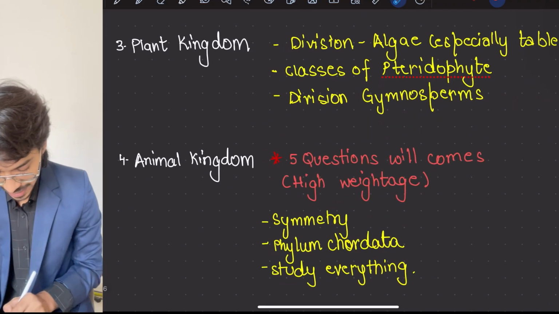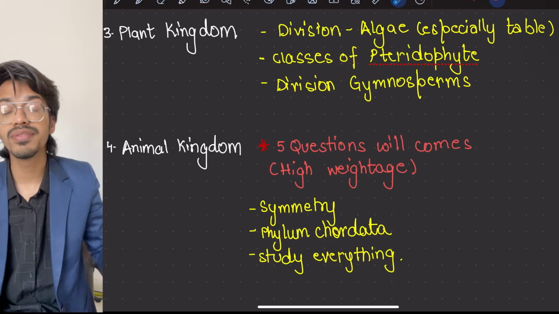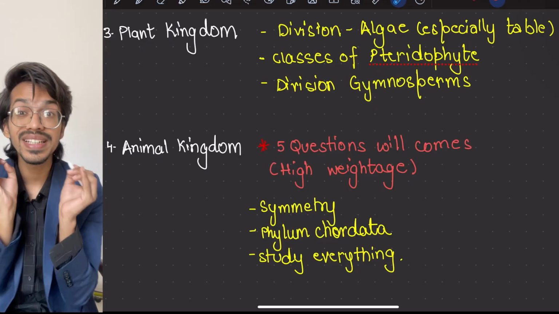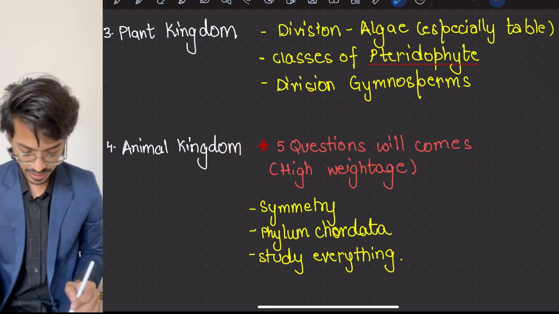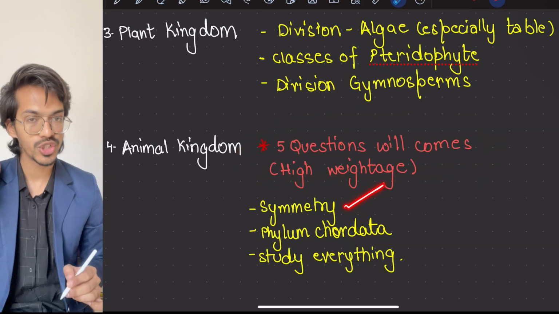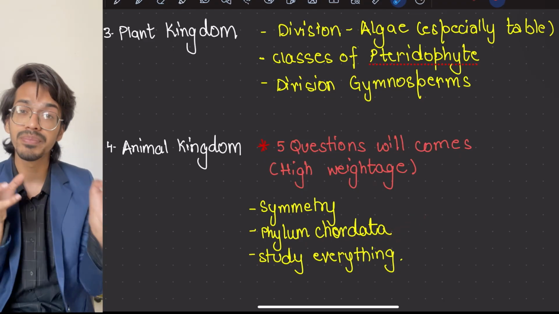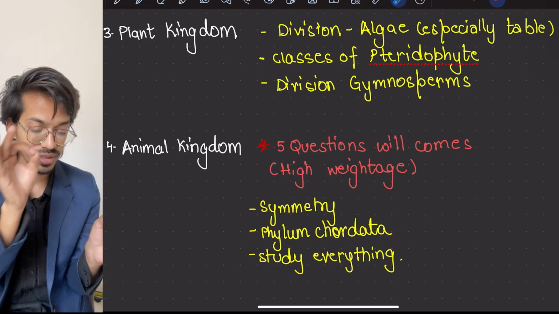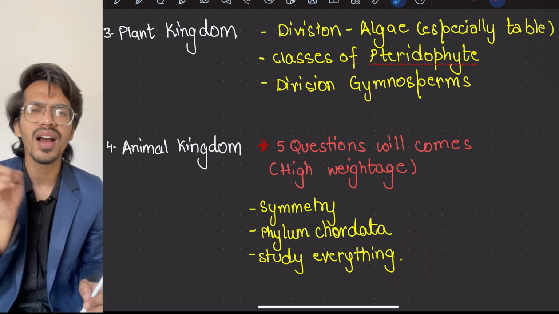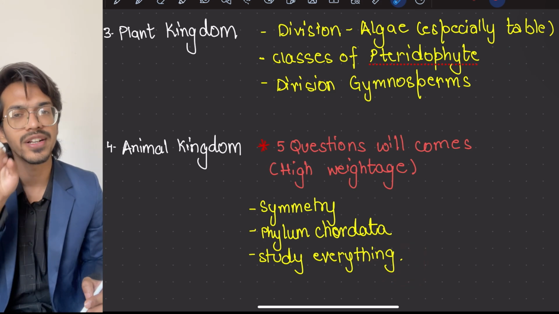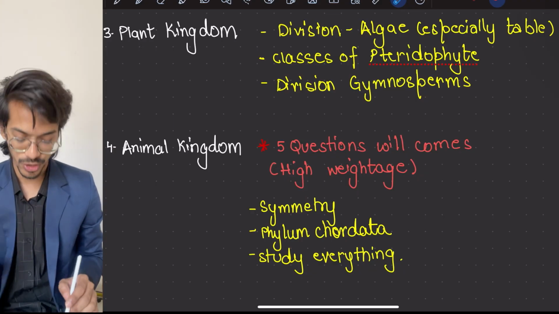Then the Animal Kingdom. This is the most important chapter, you are not going to leave it, high weightage, 20 marks will come from it, so 5 questions are expected to come in this. In that, symmetry, 1 question every year is coming, this year also higher chances. Phylum Chordata, examples and the difference, especially chondrichthyes and osteichthyes would be there. And of course you have to study everything, we can't leave the high weightage chapter at all. You still have time, give 2, 3, 4, 5 days, it will be done for sure.